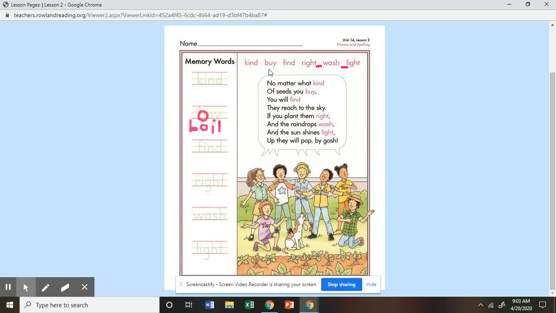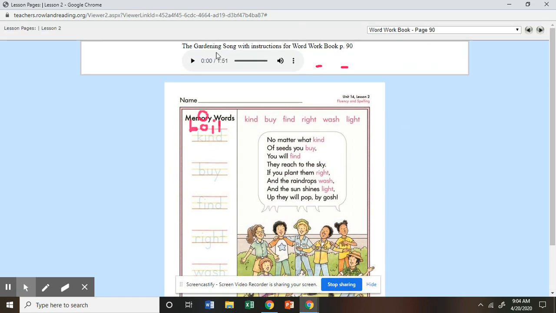Kind, buy. This kind of buy is something that you get from a store and pay money with. Find, write, wash, light. Okay. Then going down the side, you're going to trace those words and say them.